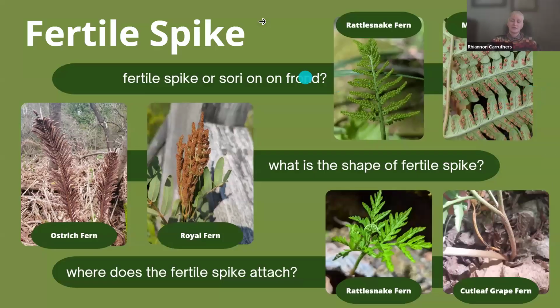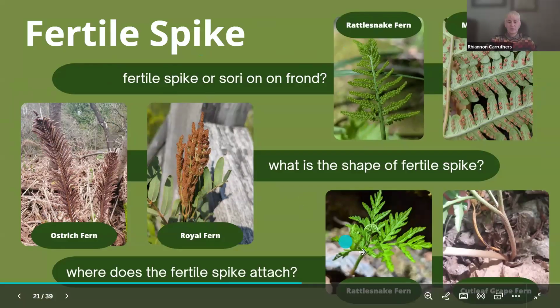Fertile spike. Some ferns have sori found on the back of the leaves. Others will have their sori on a separate fertile spike. So if it has a fertile spike, look at what the shape of that spike is. The ostrich fern looks very much like an ostrich plume. The royal fern looks a little different. And then see where the fertile spike is attached. For our rattlesnake fern, it is attached to the frond, whereas with our grape fern, it comes out a little lower down.